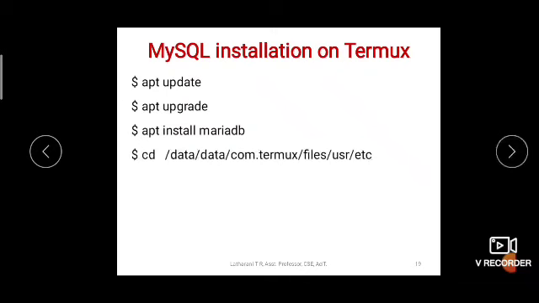After this you need to change the directory, cd for change directory, to /data/data/com.termux/files/usr/etc. This is starting from root. Under root we have data, under data we have another data subdirectory, under data we have com.termux, then files, then usr, then etc. So you need to go to that directory, type this, and you will enter into that directory.